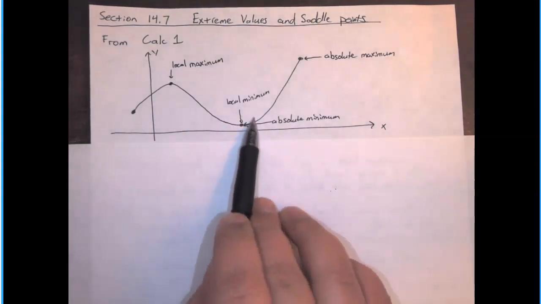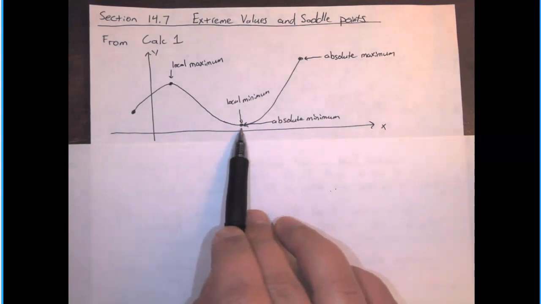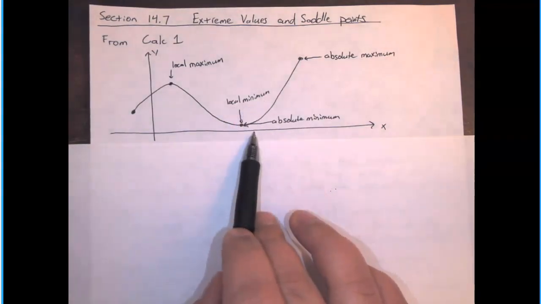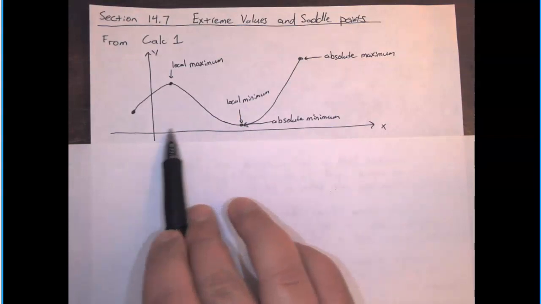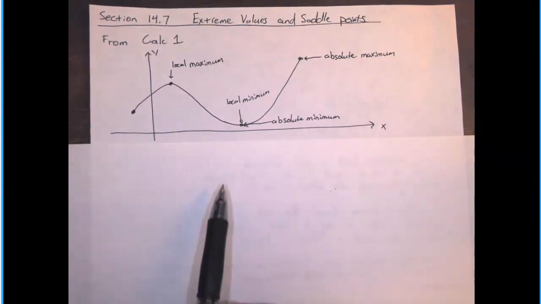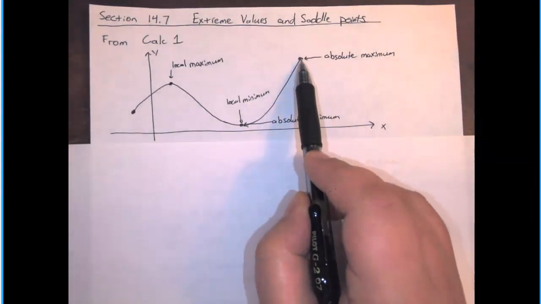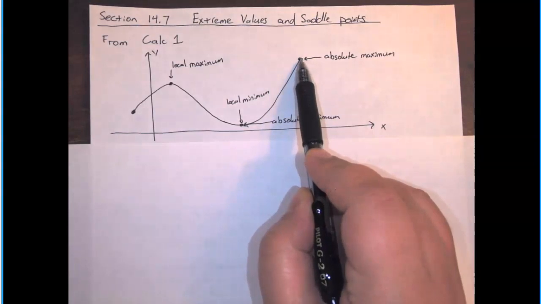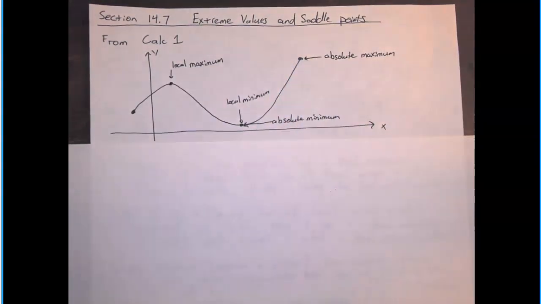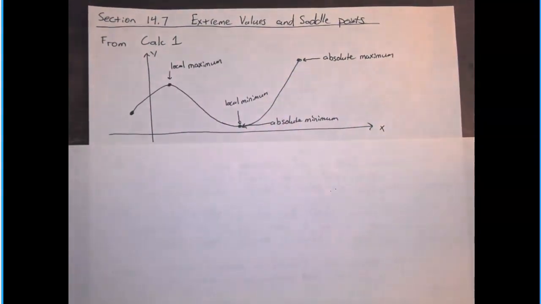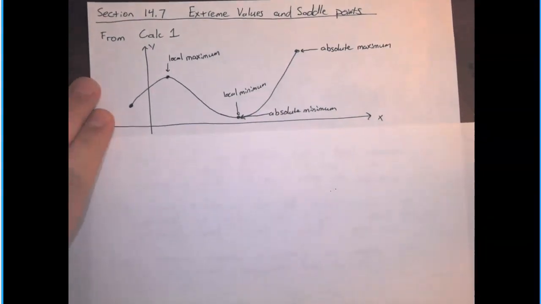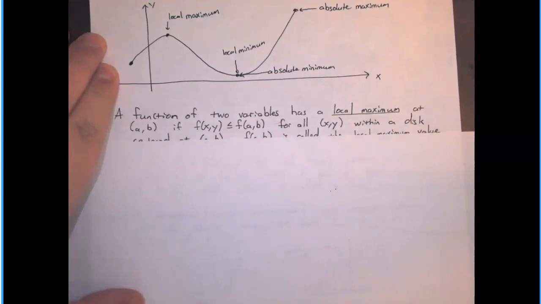And here it is. This is the absolute minimum. It happens to coincide with the local minimum. This is the smallest function value overall on this interval. But the absolute maximum is attained at this endpoint of the interval. And this is the largest function value overall. All of these ideas have their analogs with multivariable functions, and that's what we're going to talk about in this section, and specifically only for functions of two variables.